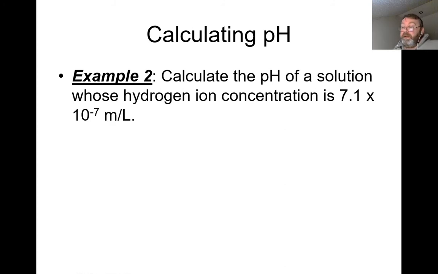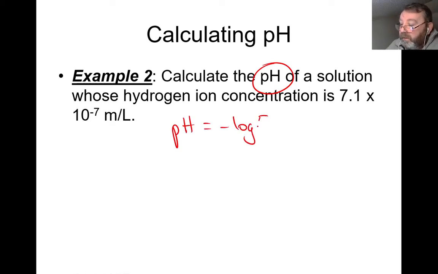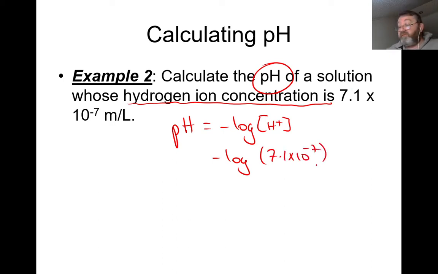Second example. Calculate the pH of a solution whose hydrogen ion concentration is 7.1 by 10 to the minus 7 moles per litre. Again, when you hear the word pH, please write down the formula. Minus the log of the hydrogen ion concentration. Okay, which is minus the log of, now what is the concentration? The hydrogen ion concentration is 7.1 by 10 to the power of minus 7. Very simple. So again, minus the log of 7.1 by 10 to the power of minus 7.